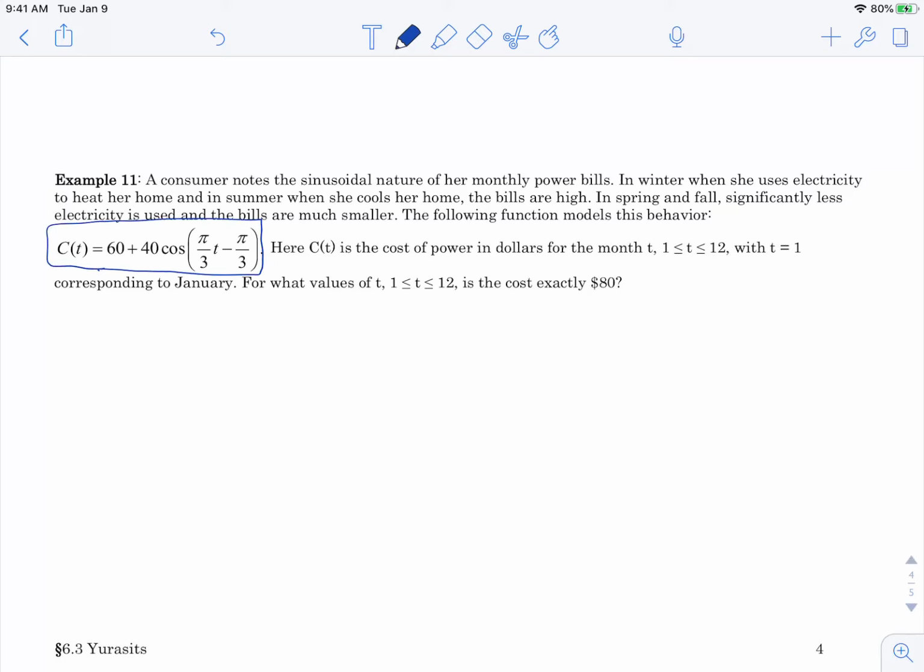Okay, C of t, that's your function notation, is the cost of your power bill, where your input t are months between 1 and 12, where t equaling 1 is January. I want to know when this function, when my cost, will be exactly $80. So I'm going to set my function equal to 80.